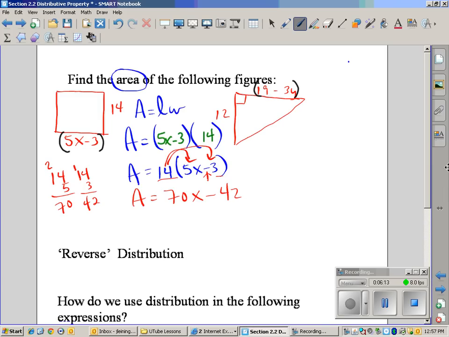Let's do this one together, the triangle one. Again, we're going to start with the formula. Area is equal to 1/2 base times height. And you're going to write your shell. The 1/2 comes down, it's part of the formula. There's your base. There's your height. And we're going to plug in: our base is 19 minus 36. Our height is 12. And we can distribute.